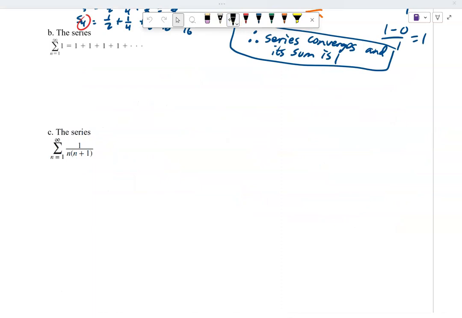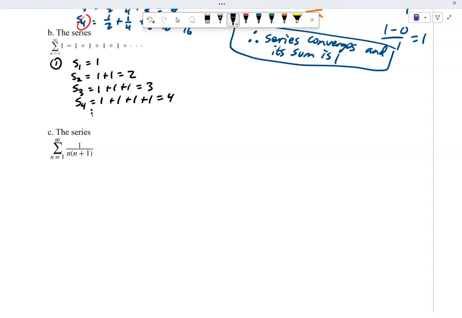All right, let's take a look at this next one. So this series, if I was to write out the partial sums, the sum of one term is 1. Sum of two terms, 1 plus 1. Sum of three terms. Sum of four terms. Dot, dot, dot. So the sum of n terms is just n. If I was adding up 5, I get 5. If I add up 6, I get 6, and so on. Pretty easy series here.